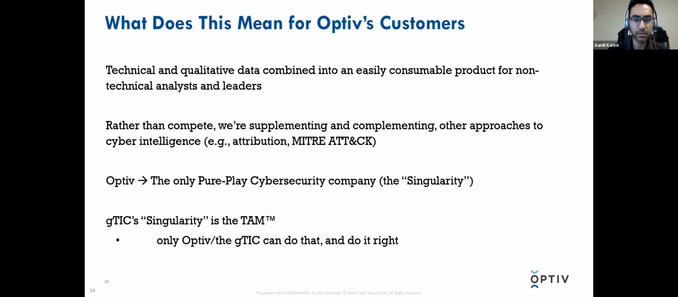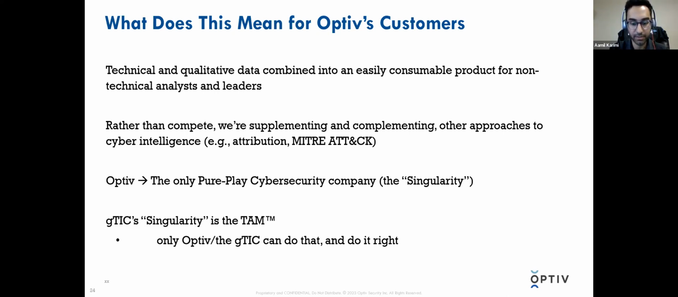So Optiv has been regarded as the only pure play cybersecurity company in this industry, which speaks to the concept of something that's known as the singularity. There was a very interesting speech that the CEO of Cartier, the jewelry and watch company, gave, I think maybe a year or so back. He spoke about the singularity. When I heard that speech, it kind of resonated with what Optiv is doing and what we're doing here with the gTIC. And it talks about how Cartier and other certain brands stand out.